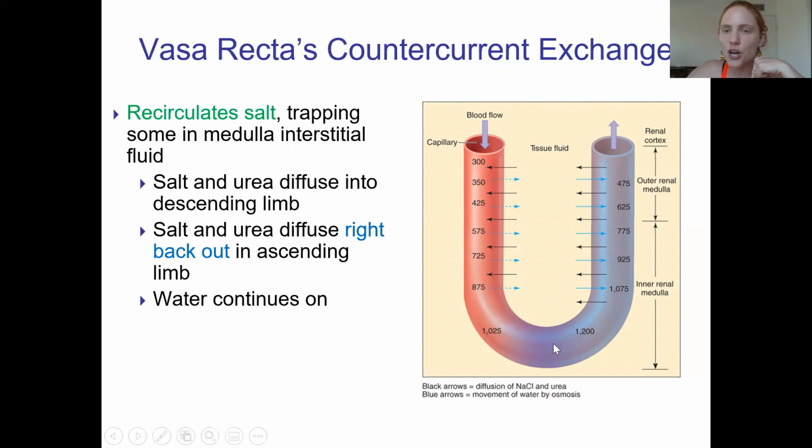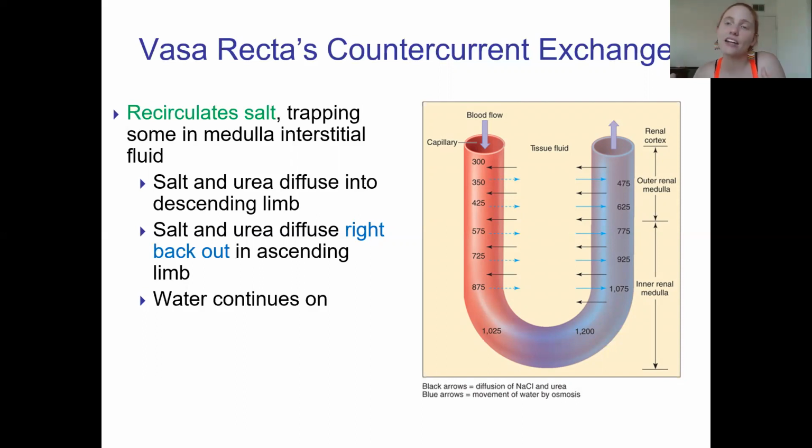But as you go into the ascending limb right here, because the sodium is higher here and lower here, it's going to cause the sodium to flow right back out. So it went in, but then it came right back out. And because you still have a higher concentration of the solute here, you're still going to be reabsorbing the water even then.